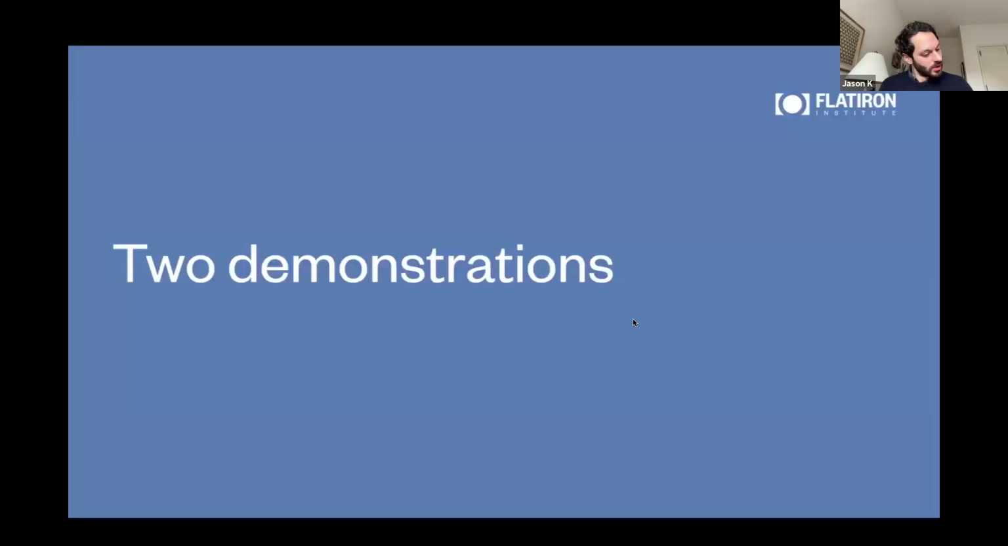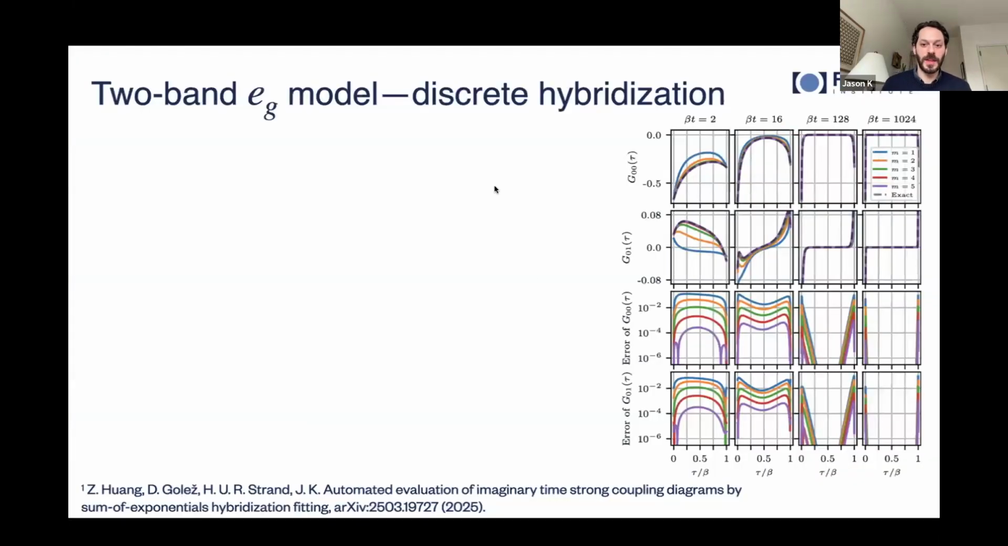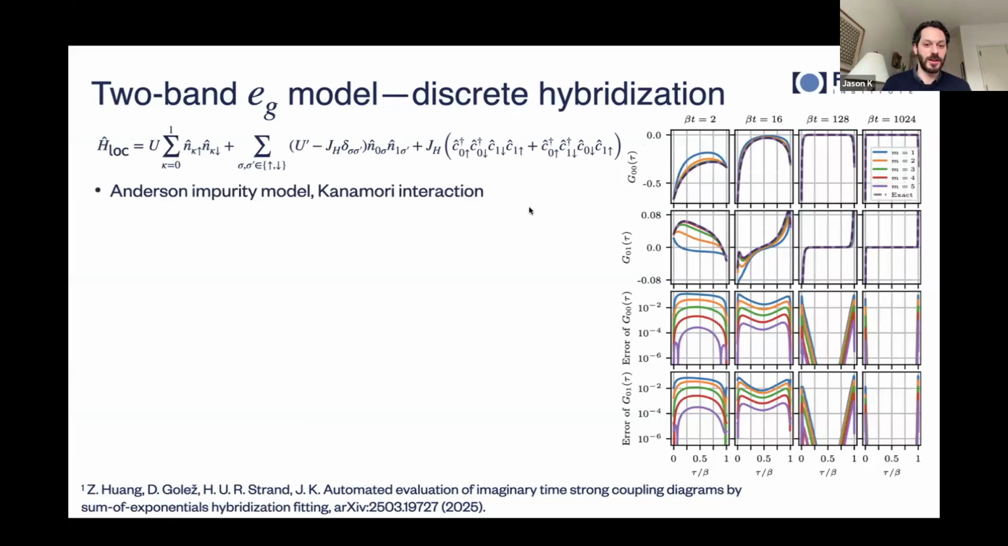So, okay, wrapping up soon, I want to show you two examples. The first one is this, well, really three examples. So the first example is this two-band model. We're solving an Anderson impurity model. This is the local Hamiltonian with a Kanamori interaction.